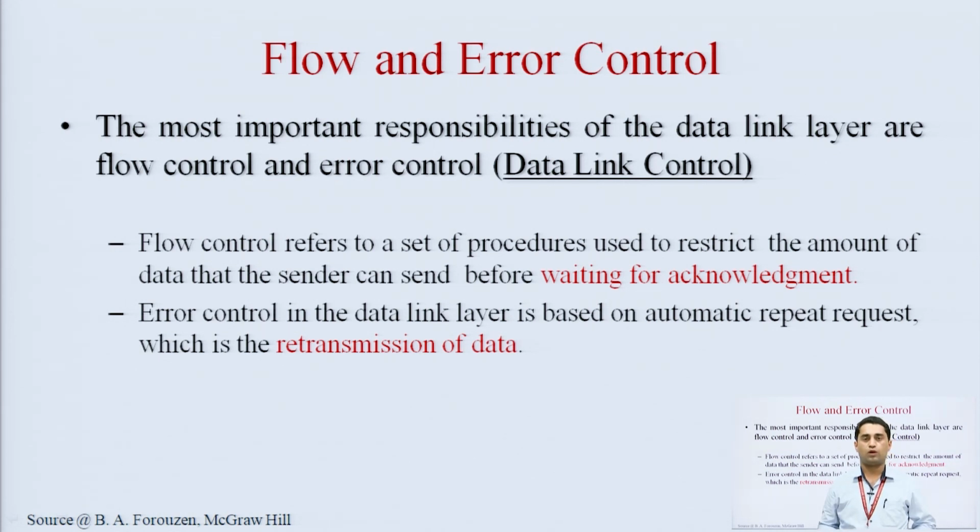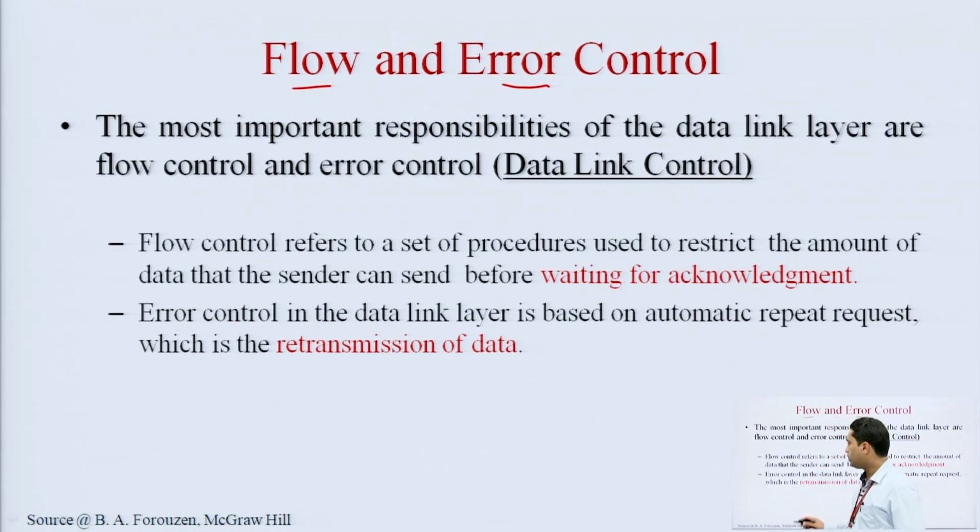So, in this case what will we do? In case of failure we have the error, and if there is a speed variation, then we have flow control. So, the role of the data link layer is also the control of flow and error while transmitting the data. These are the two most important responsibilities and functionalities of the data link layer.